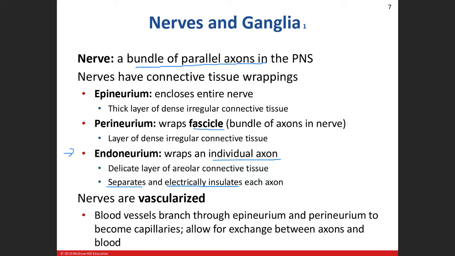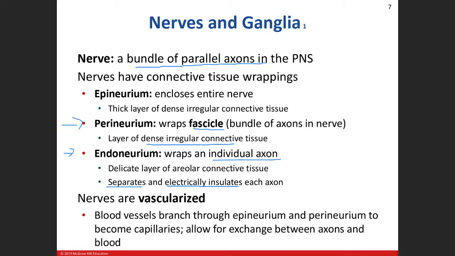And that's a fascicle. Could be 10, could be 20, 30, 40, 100, whatever. So we take a bunch of them, bundle them together, and then wrap that up. But this time we're going to wrap it up in dense irregular connective tissue. That dense irregular connective tissue helps to protect it and gives it a little bit of support and structure. And that's called the perineurium.